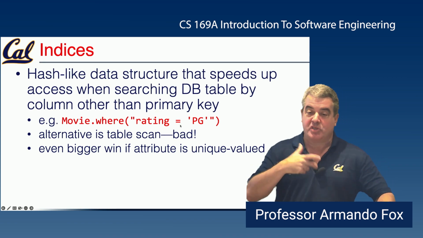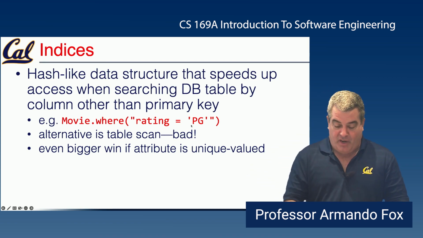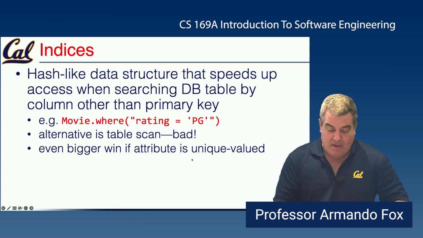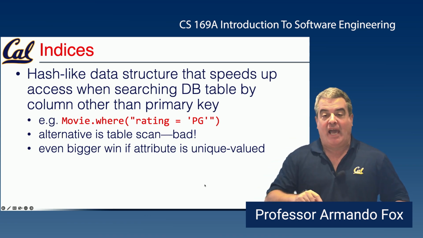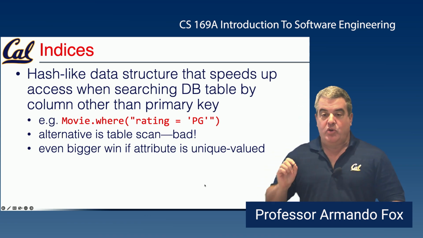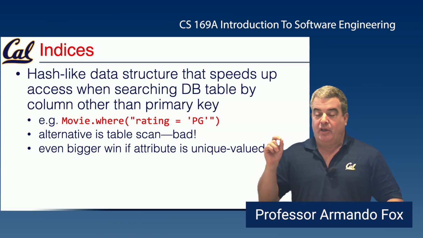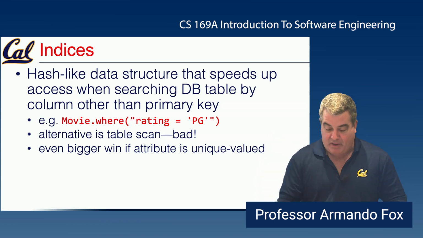So having a reverse index, right? Something like a hash that allows me to quickly query the table in closer to O of 1 time is a big win. It's an even bigger win if you know that the attribute is uniquely valued. So if you know that, for example, you have a constraint on users that the username must be unique, defining a unique index is even better.